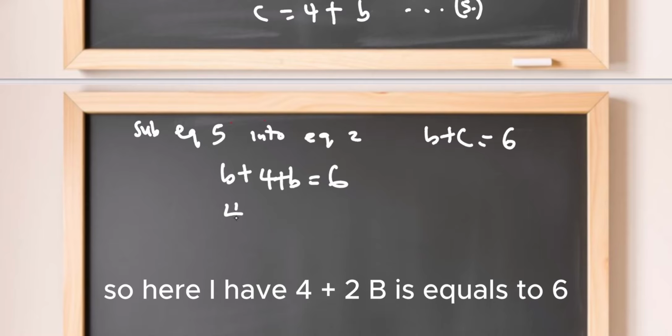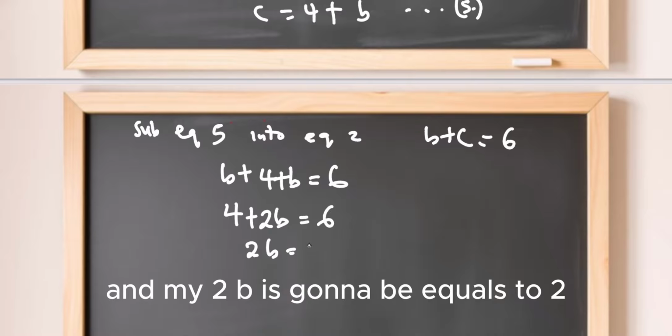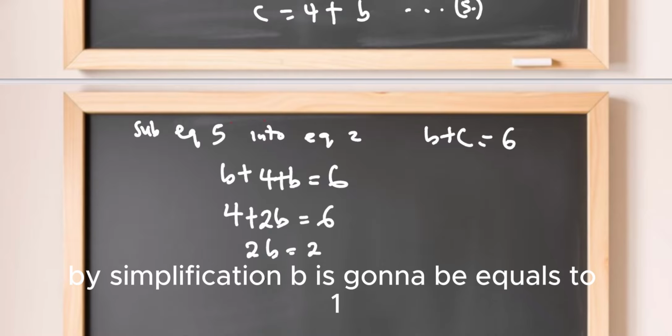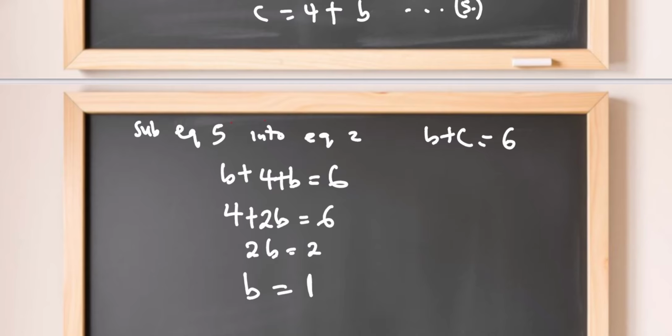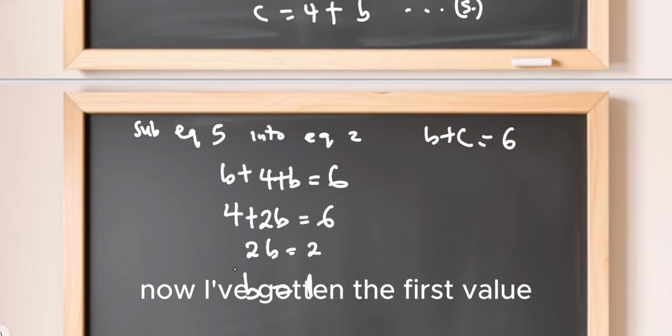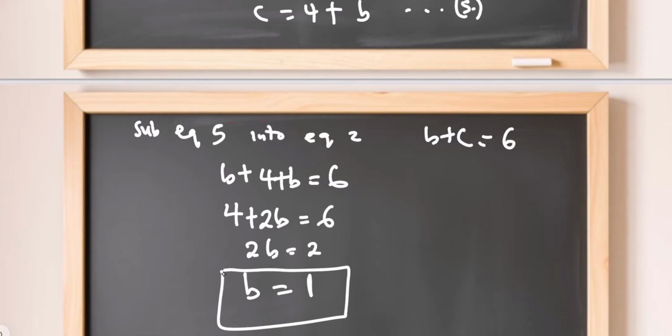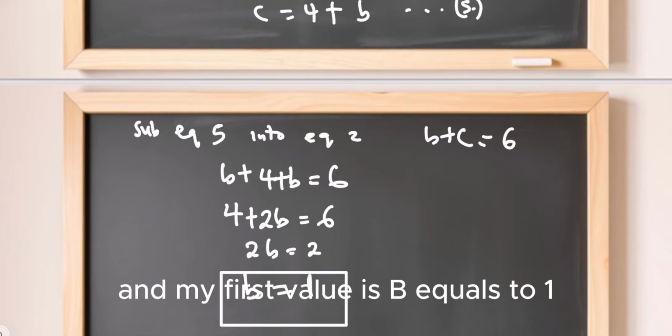So here I have 4 plus 2B equals 6. And my 2B is going to equal 2. By simplification, B is going to equal 1. Now, I've gotten the first value. And my first value is B equals 1.